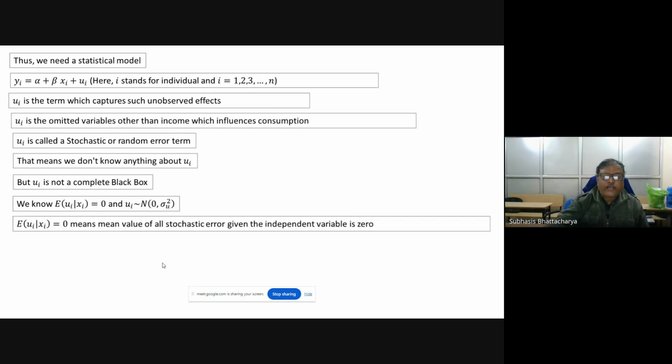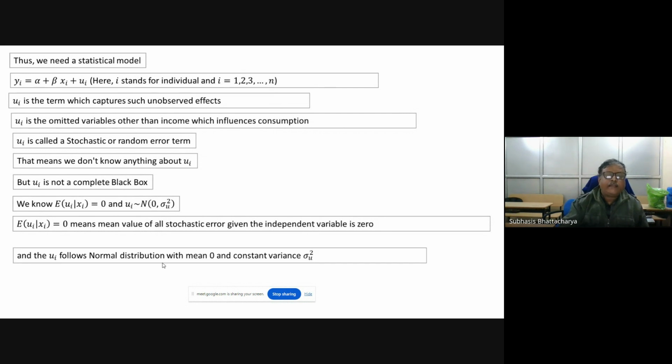But today our research is mainly dealing with qualitative variables. I am explaining what is the meaning of the first assumption or first property, that is, the expectation of Ui given Xi is equal to 0. That is the stochastic error. What is stochastic error? Its mean value is 0, and Ui follows the normal distribution with mean 0 and constant variance. But up to this, we are discussing consumption and income, a basic relationship.